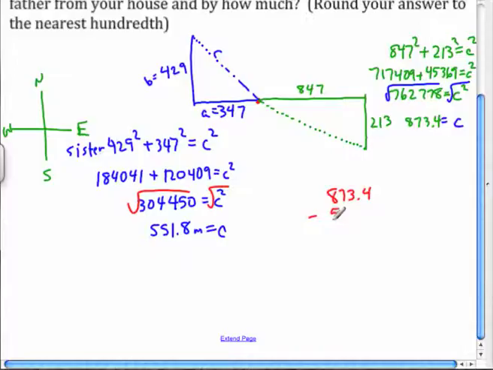873.4 minus 551.8. Let's see, I'm going to borrow. 14 minus 8 is 6. 1, 2, 321.6 meters. Farther from home than my sister. But I'm at the park. And she's at the library. Some days I want to go to the library, and some days I like to go to the park.